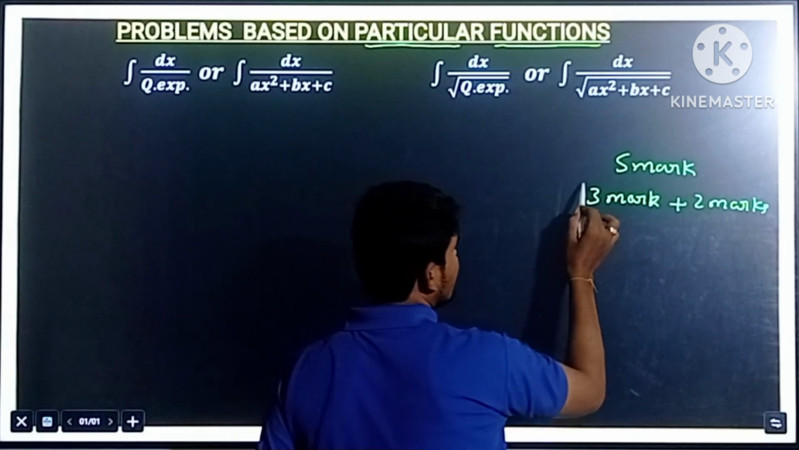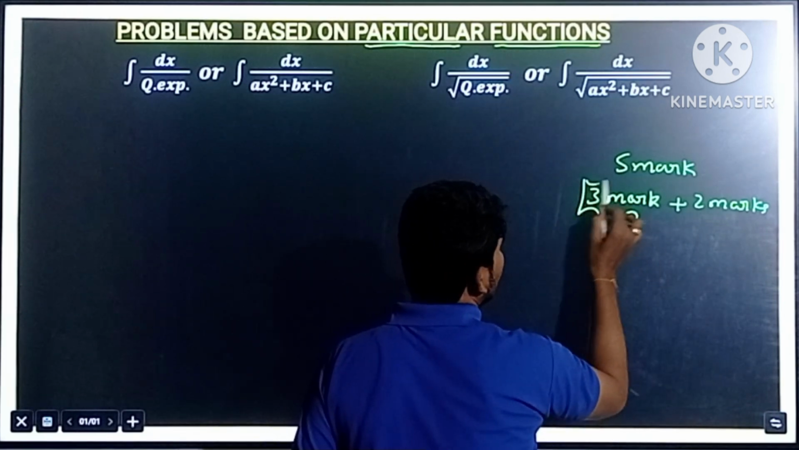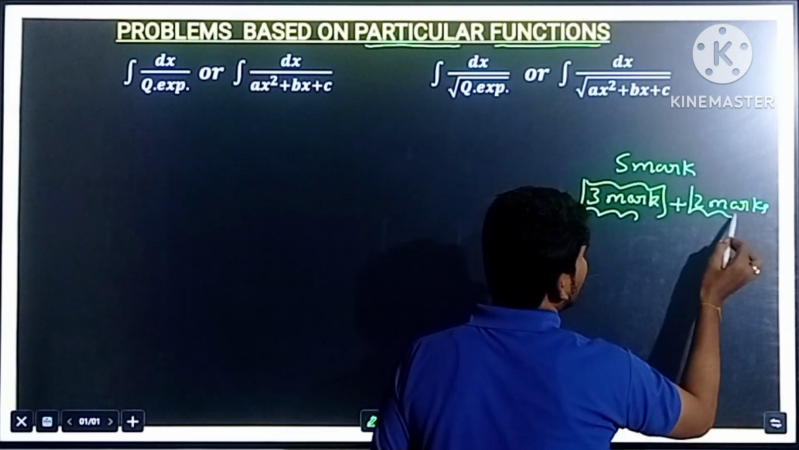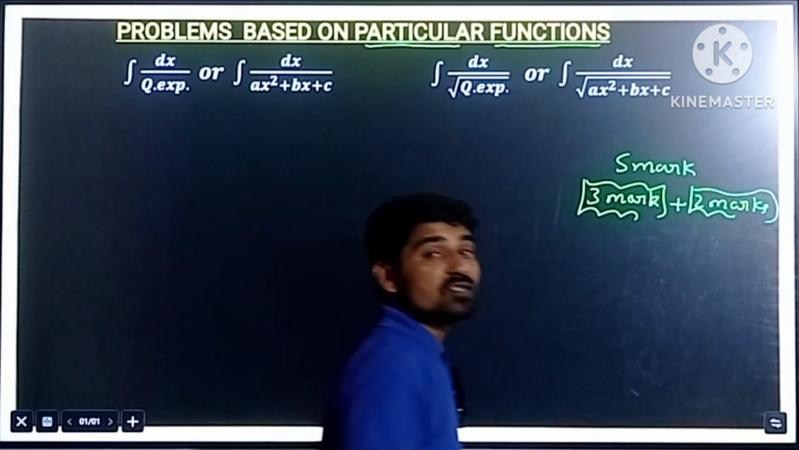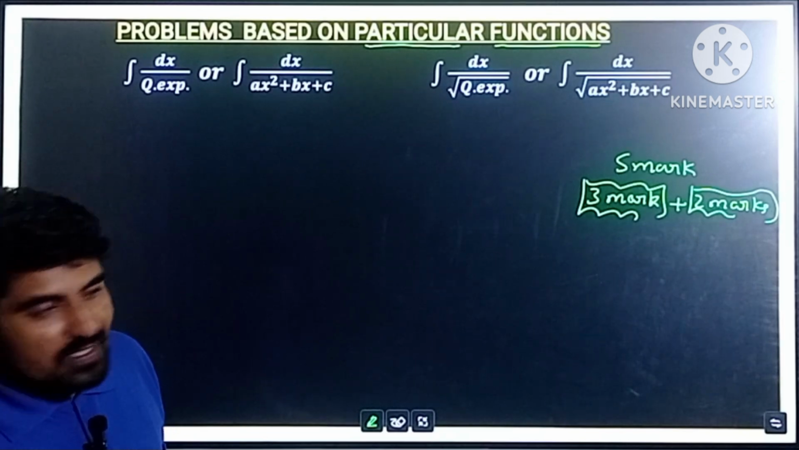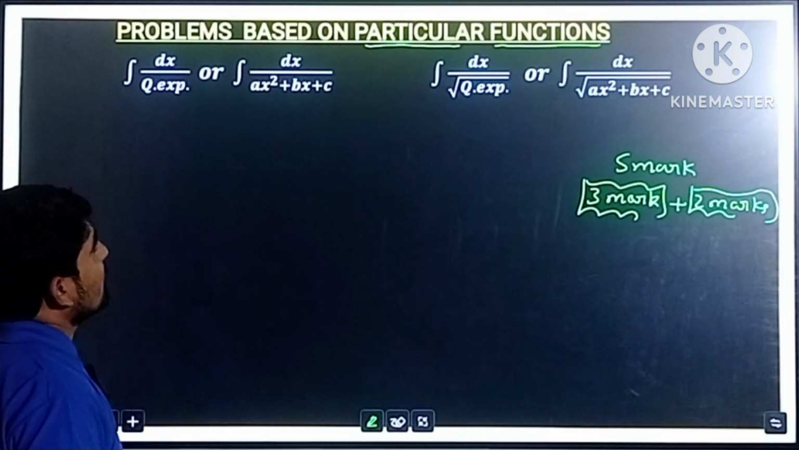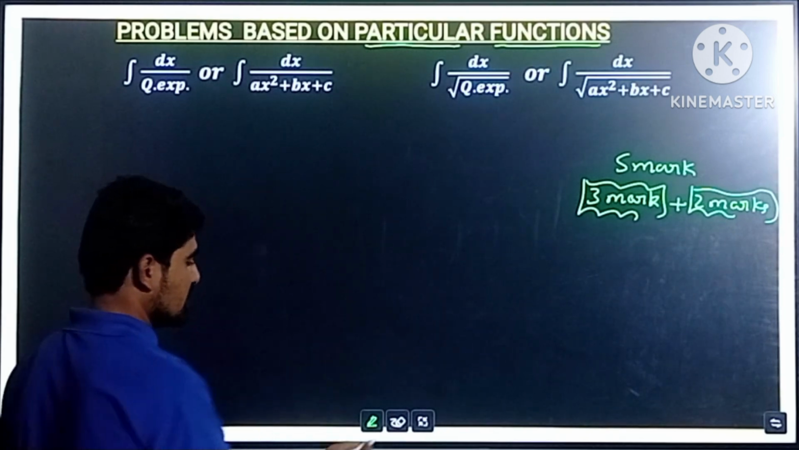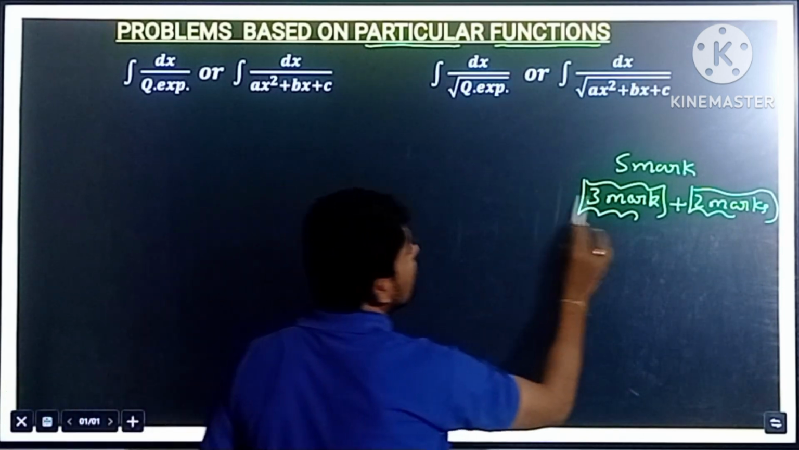In my last two previous videos I completed the proof portion. So in this video I am going to solve the problems which ask for these 2 marks. These are the problems based on the first two particular function forms.